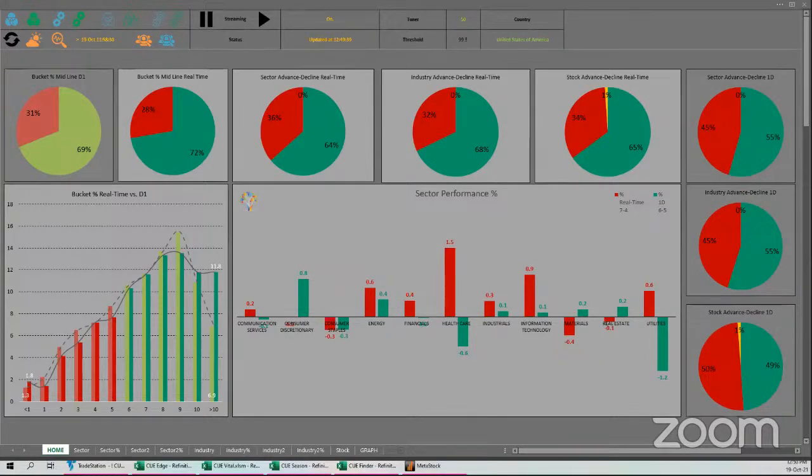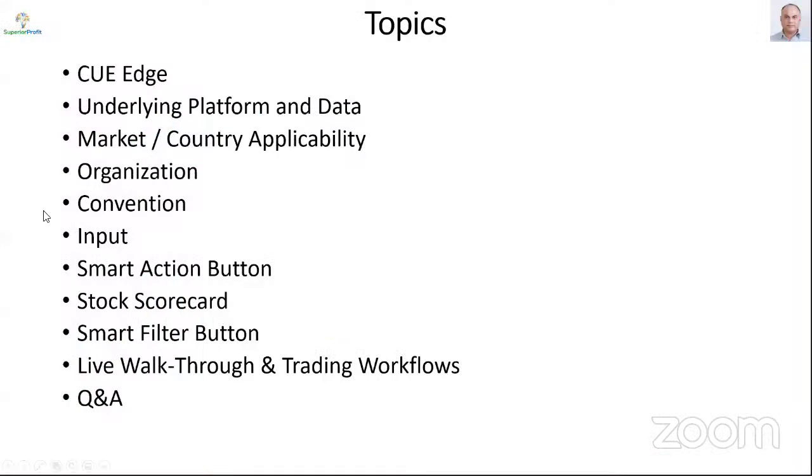Let's look at the topics again. Q Edge, what it is: a very, very powerful tool to look at market level insight, then go to sectors. If the market is bullish, find the best sectors, then go to industries, find the best performing industries, go to stocks, find the strongest stocks, and do the reverse. If the market is weak, find the weak sectors, find the weak industries, find the weak fundamental stocks, and then combine with other systems to look for weak technical or strong technical, as the case may be.